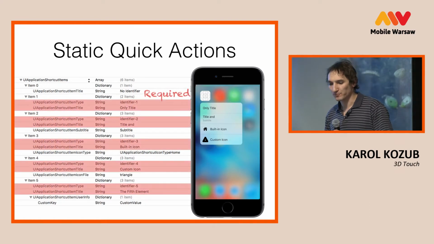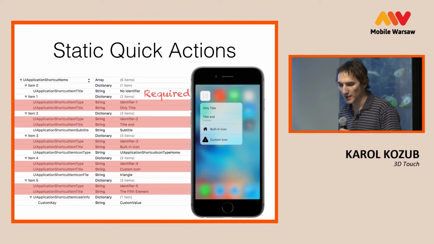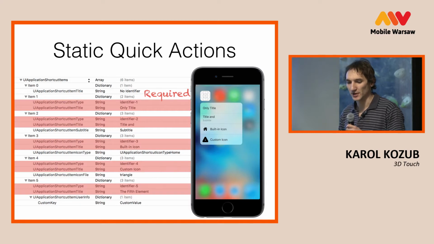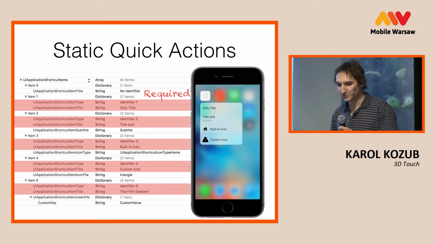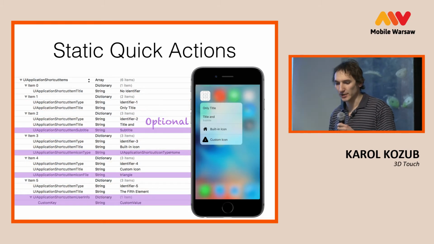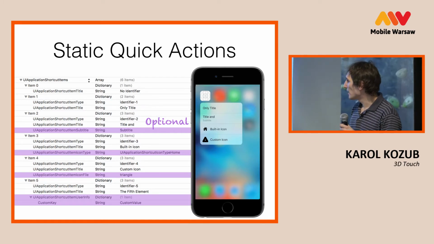That's because there are 2 fields that are required. There is type and title, and here item 0 doesn't have a type, so it's considered invalid and not taken into account. Also, the 5th item just doesn't fit onto the list because there are only 4 items possible. Apart from the required fields, there are a few optional fields: subtitle, icon type, icon file, and user info. I'll talk about them in a moment.